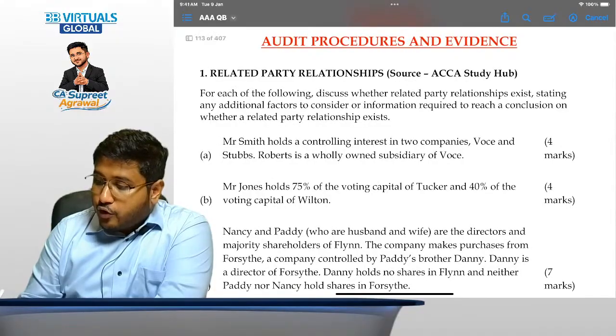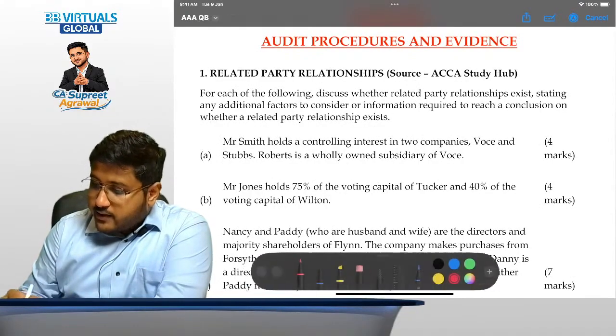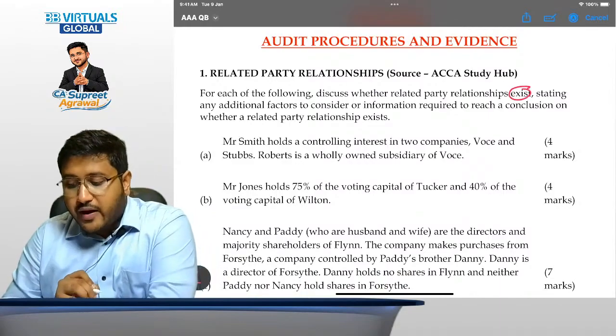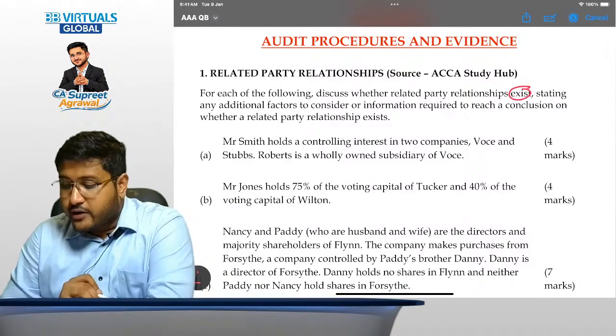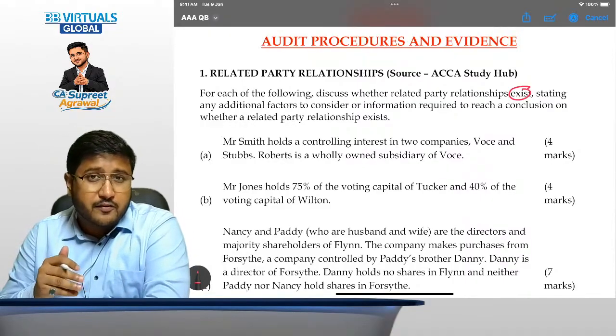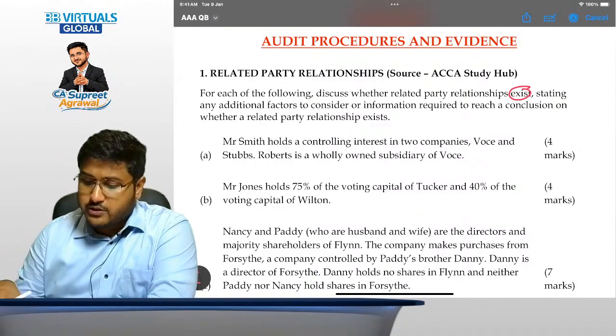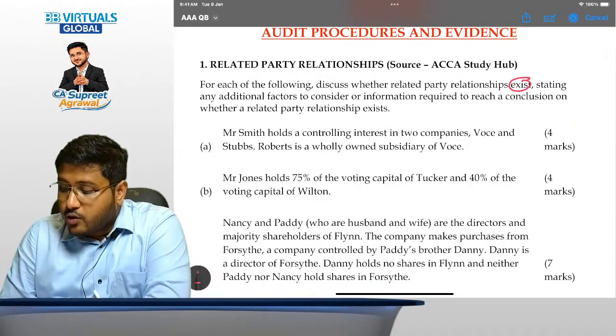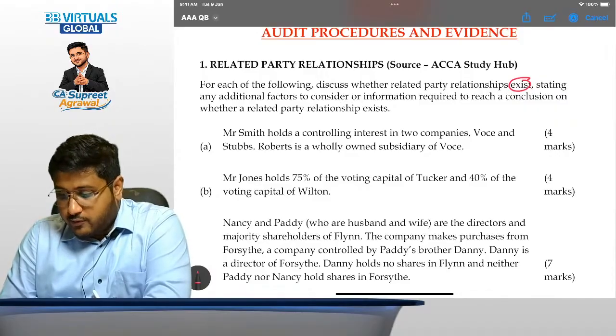So for each of the following, discuss whether related party relationship exists or not, stating any additional factors to consider or information required to reach a conclusion on whether a related party relationship exists. So where the information is insufficient, you have to mention what more information is required. Now Mr. Smith holds a controlling interest in 2 companies, Vos and Stubbs. Roberts is a wholly owned subsidiary of Vos.